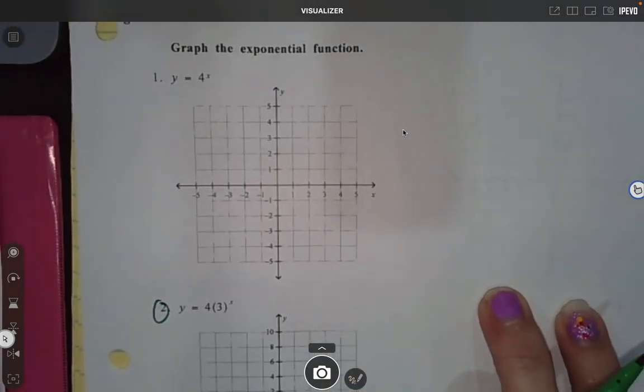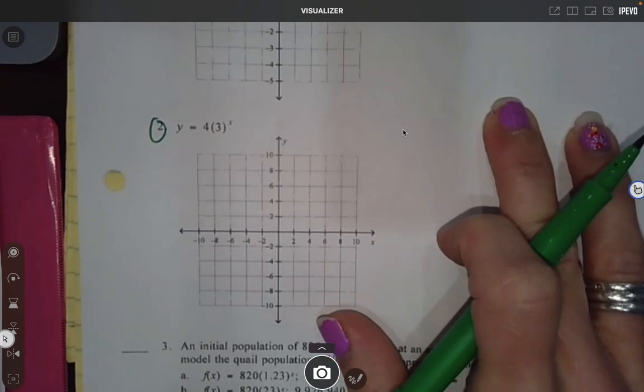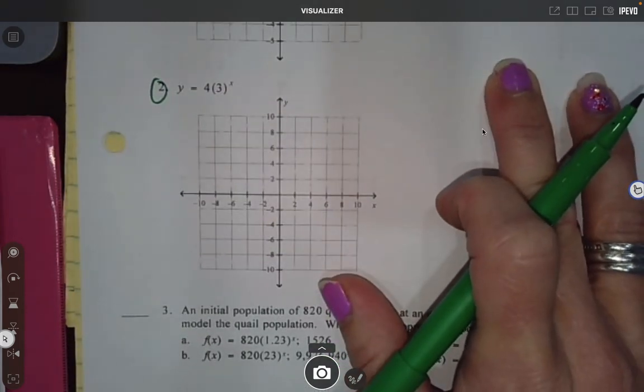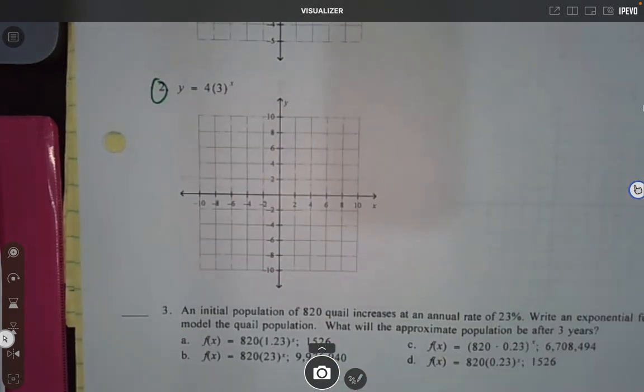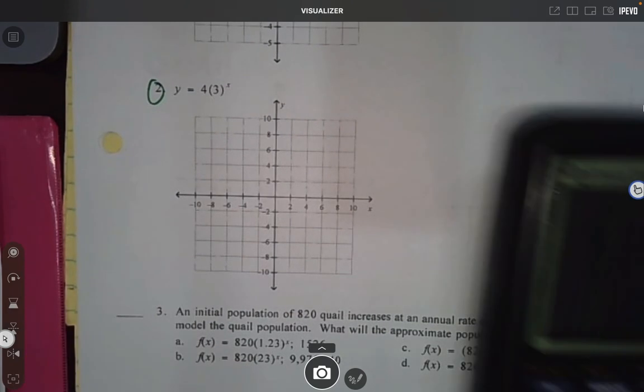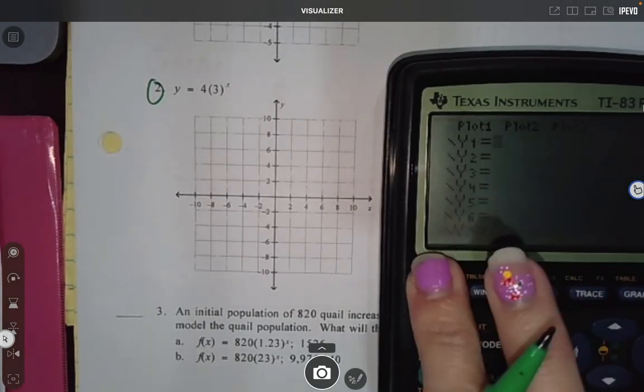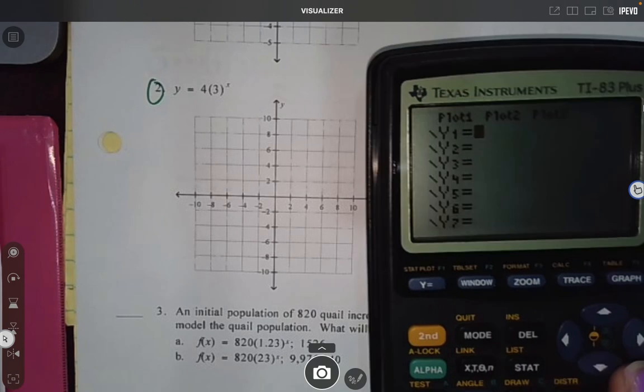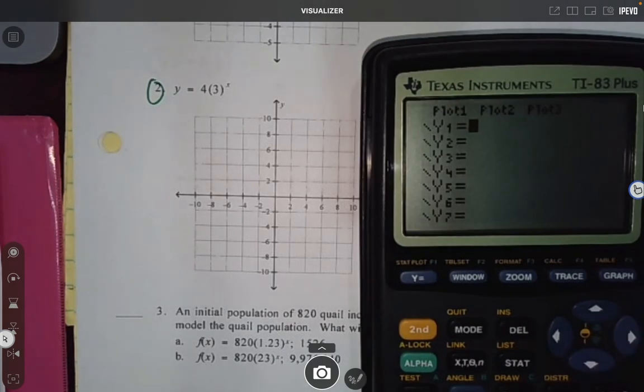Y'all, if you need extra practice graphing, do the other ones tonight. But this way, I just don't want to spend all of our time graphing when you've only got some that are similar to these on there. All right, so what are you going to do for number 2? You are just going to go to y equals and type in exactly what it says.